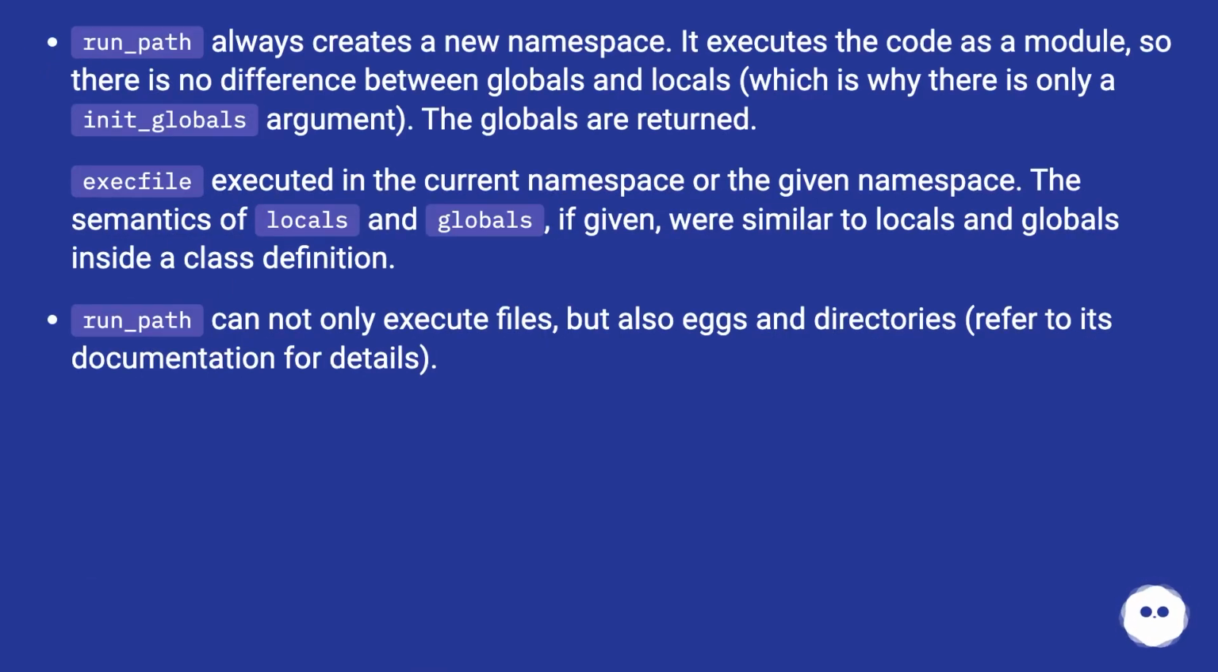run_path always creates a new namespace. It executes the code as a module, so there is no difference between globals and locals, which is why there is only an init_globals argument. The globals are returned. Execfile executed in the current namespace or the given namespace. The semantics of locals and globals, if given, was similar to locals and globals inside a class definition. run_path can not only execute files, but also eggs and directories. Refer to its documentation for details.